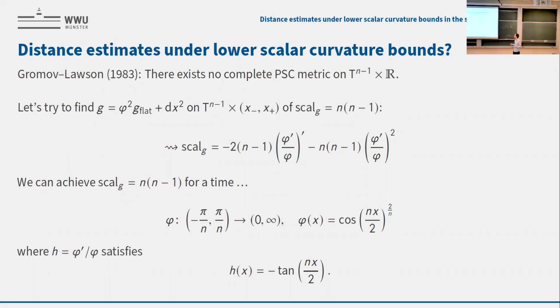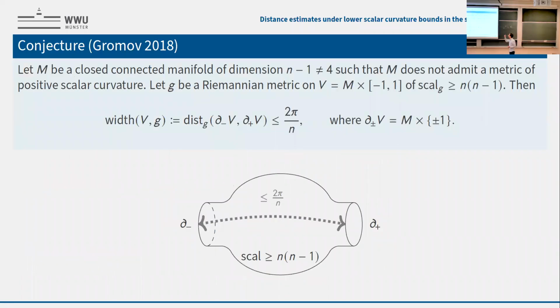You could, of course, now ask, can you do some sort of more complicated metric which allows you to maintain a lower scalar curvature bound, but you go beyond this kind of distance of 2 pi over n? And this, I guess, is one of the motivations of one recent conjecture due to Gromov, which, sure.